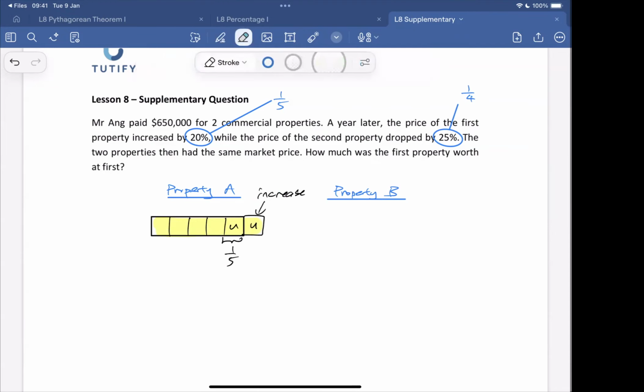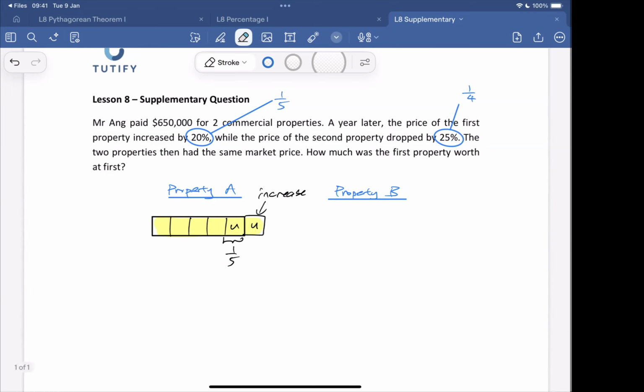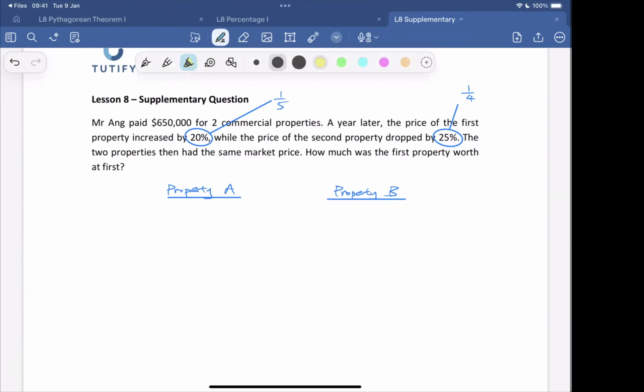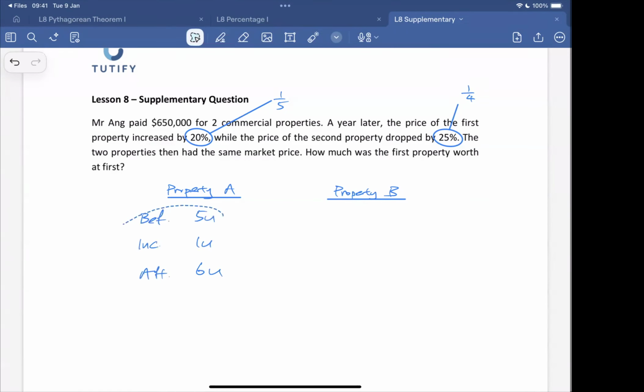6, because of the increase. So you started with how many units for property A? 5. And then in the end, you got 6, right? Okay, very good. You're correct. So we start with 5 units. Before, you started with 5 units. Then how much is the increase? 1 unit. So after that, you end up with 6 units. Does it make sense, Penelope? Yeah.